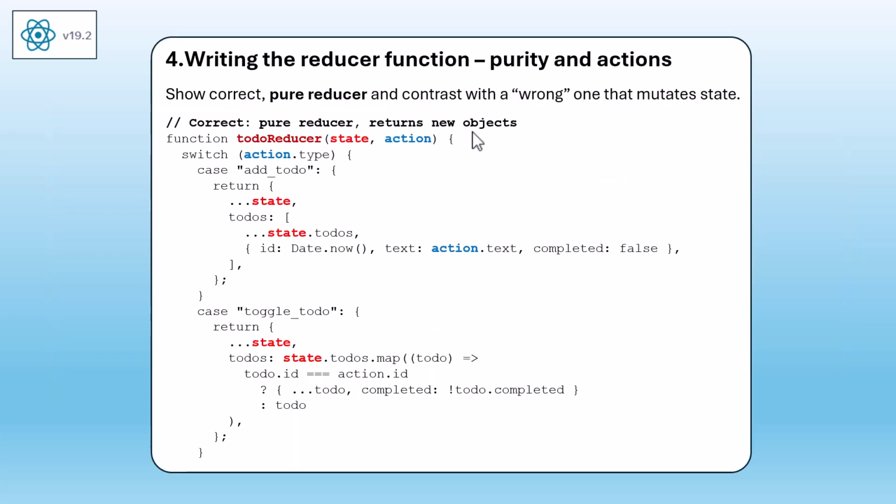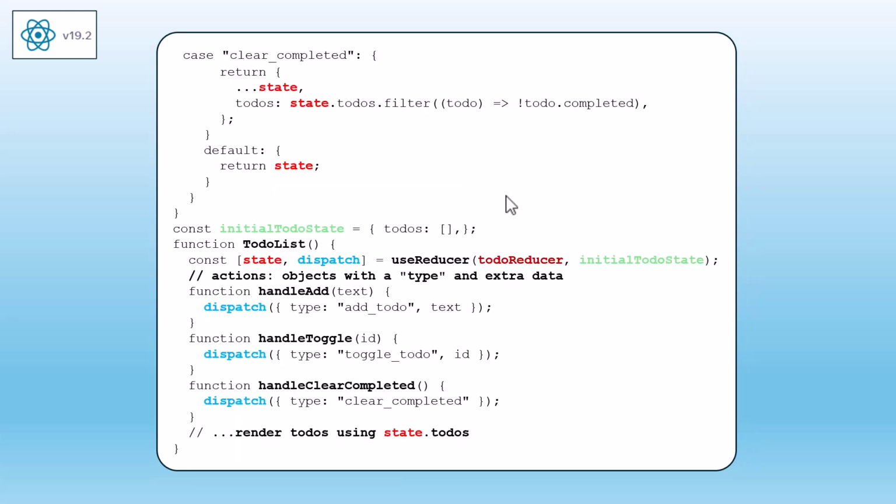4. Writing the reducer function. The core of useReducer is the reducer function. It must be a pure function, meaning it should compute new state only from its inputs, current state and action, without side effects. It should not mutate the existing state directly. Instead, it returns a fresh new state object, or array, whenever something changes.